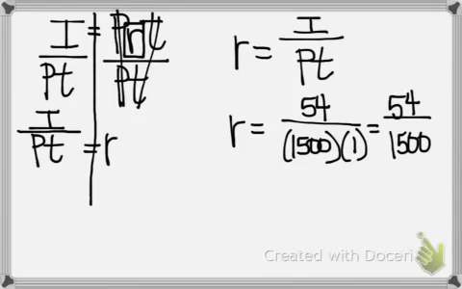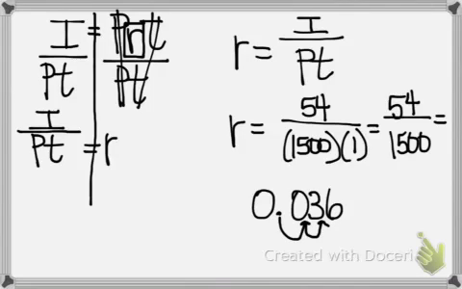Since I'm looking for an actual rate, I'll divide to get 0.036. To change our decimal to a percent, move your decimal 2 times. So 3.6%.